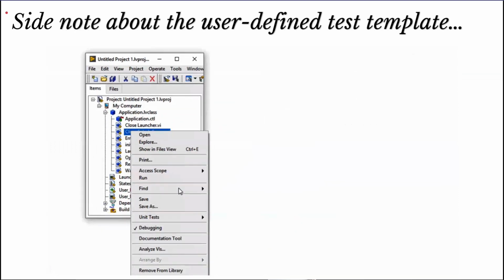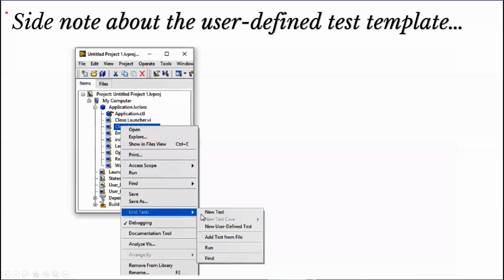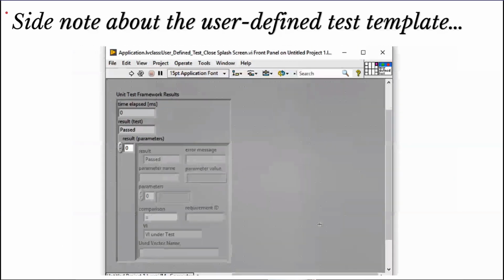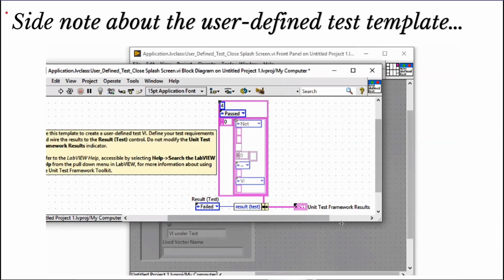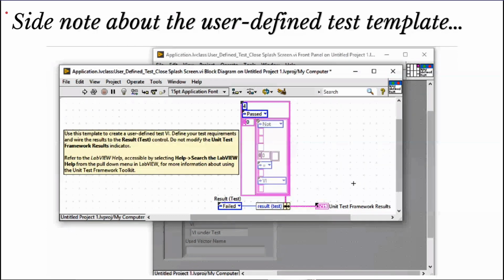So now if I create a brand new user-defined test, it creates with the updated template that you can see here. And so now this test is going to fail by default, and it's appropriately sized for the diagram.